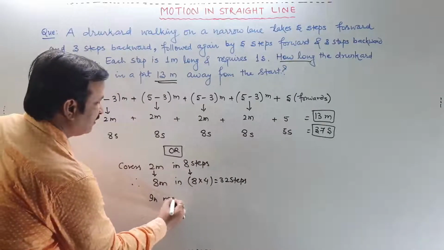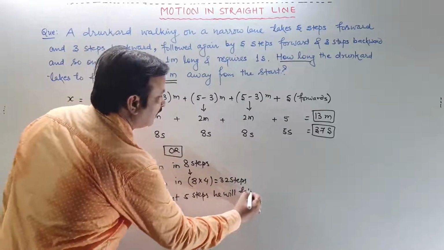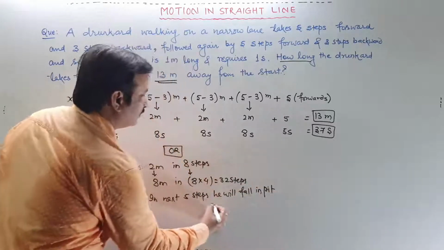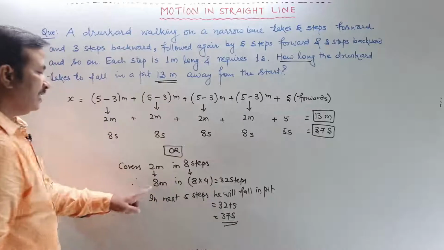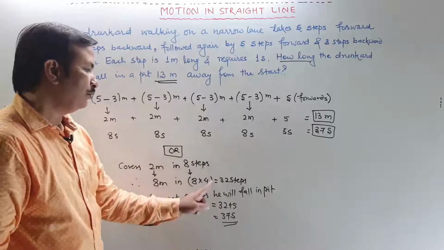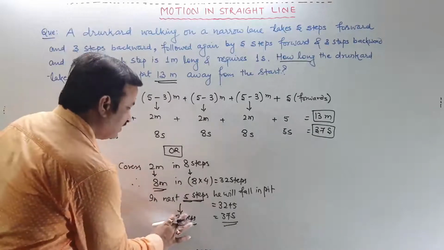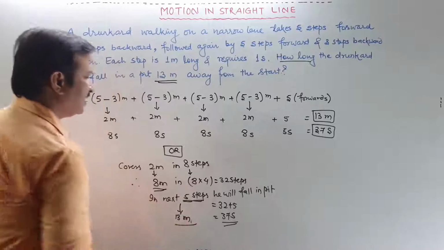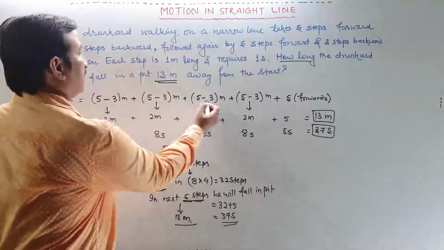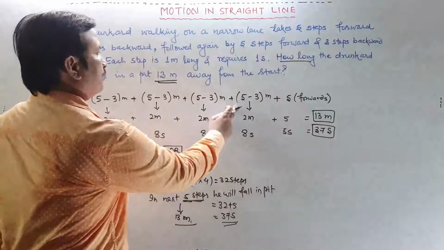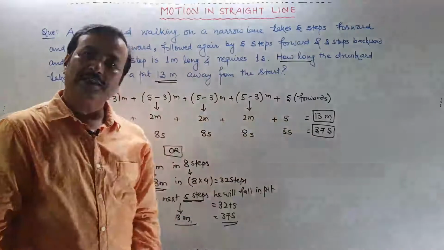In the next 5 steps, he will fall in the pit. So 32 plus 5, 37 seconds. Because 8 plus 5 will give you 13, or we can say 13 meters, isn't it? 13 meters, not steps. Steps is more. If you look at steps, how much is it? 8, 8, 8, 8, 32 plus 5, 37 steps. How much time will it take? 37 seconds.